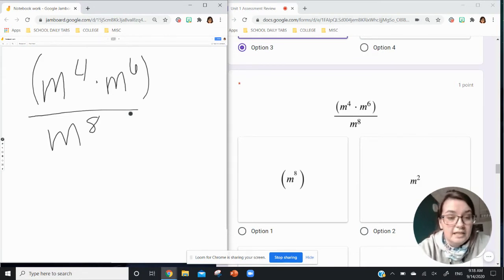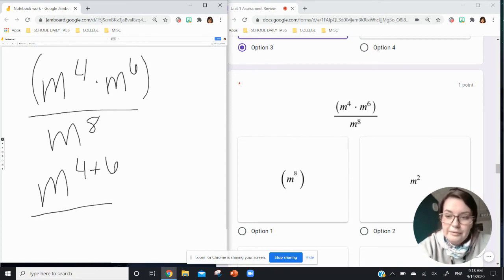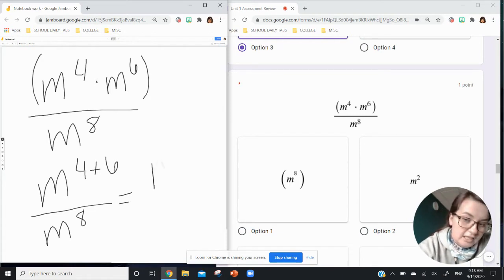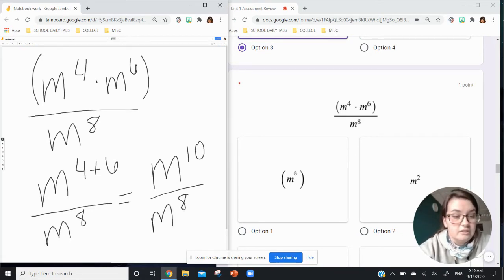I've got to multiply these first. And when I'm multiplying, I add the exponents. So I'm going to be adding 4 and 6. And then that would be over m to the 8. Okay, well, when I add 4 and 6, I should get m to the 10th power over m to the 8. Well, now it's just division, and now I can subtract those exponents.